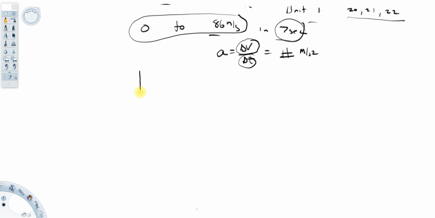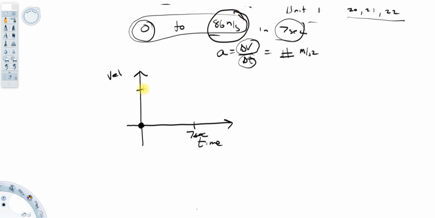And then I would draw the velocity graph. So again, velocity on this axis, time on this axis. And at t equals 0, it's not moving. So like a lot of these problems, it goes through 0, 0. And then 7 seconds later, it's going 86 meters per second. I'm just going to put this up here somewhere. So that's going to be here on the graph, 86 meters per second. And again, we're going to make our constant acceleration assumption, which means this is a linear graph. And the 86 meters per second, that's this distance on the graph.